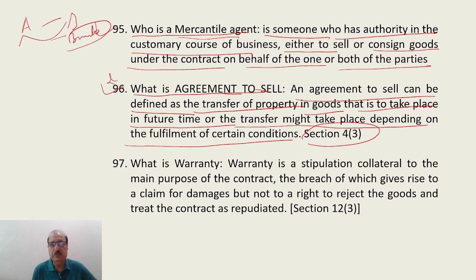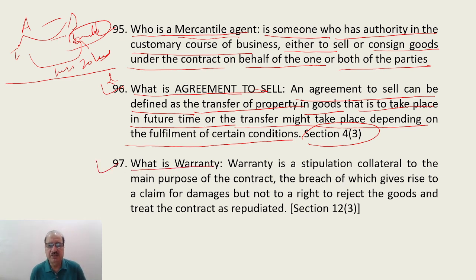Agreement, contract has been made today, but delivery has to be made after 3 months with some certain condition, this much amount is to be paid. So this is called your agreement to sell. In agreement to sell, transfer is done later on, but the contract has been made with certain condition.